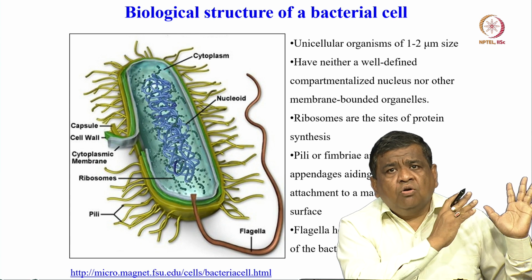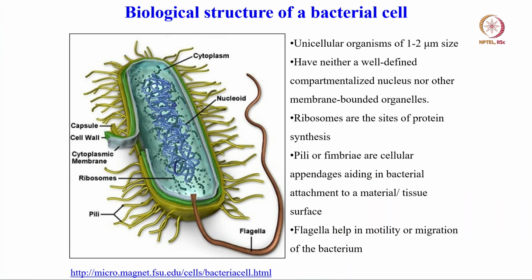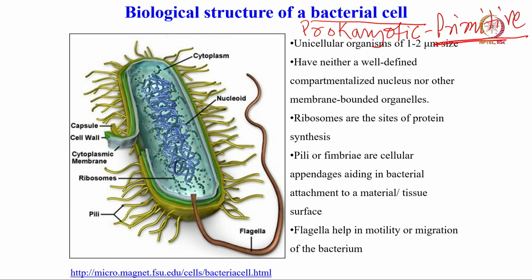So, now once you know a little bit about sufficient details of the proteins, let me start with the other cells. So, this is the biological structure of a bacterial cell. This is also called a prokaryotic cell. What is prokaryotic? Prokaryotic is a primitive type of cell. So, it is a unicellular organism, let us say 1 to 2 micron in size, having neither a well defined compartmentalized nucleus. So, you can see this DNA is essentially dispersed in the entire cytoplasm.